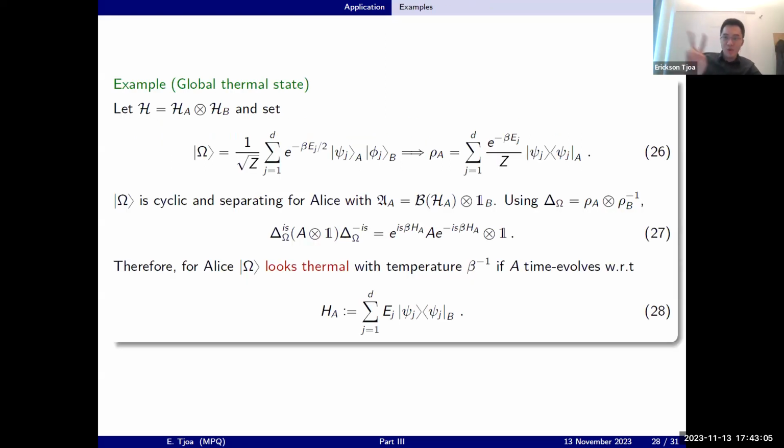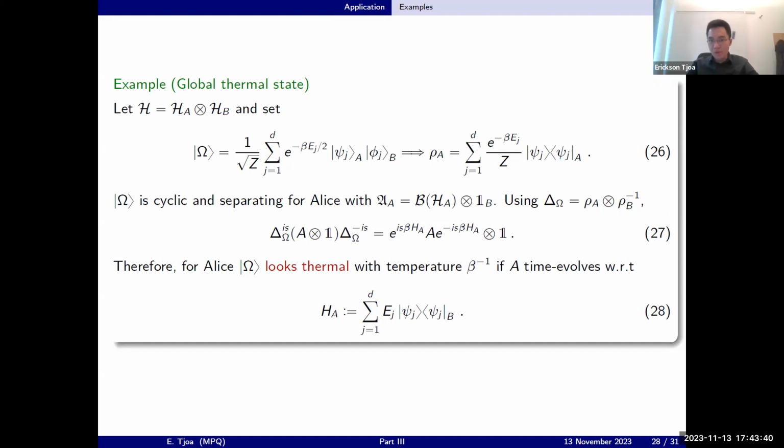Okay, let me give you 2 examples where this is very explicit. So first, let's consider a global thermal state. Alice and Bob have a cyclic vector, which is basically just the vectorization of their own thermal state. So remember, if I give you a thermal state, I can vectorize it to get a thermal 2-mode squeezed state, which is equation 26. And you can verify that the partial trace over A and B is going to give you a thermal state with temperature beta. Now, omega is clearly cyclic and separating because a thermal state has max rank, right? So none of the exponents of minus beta E is 0.